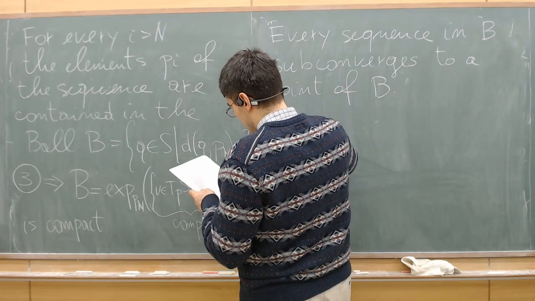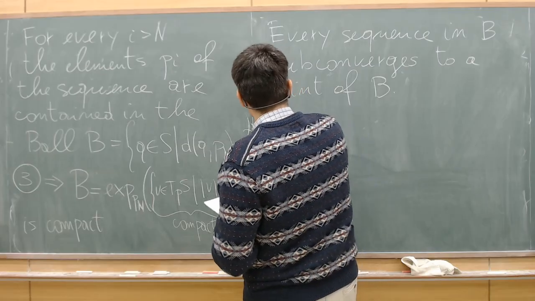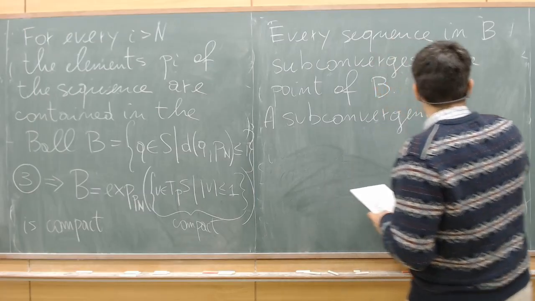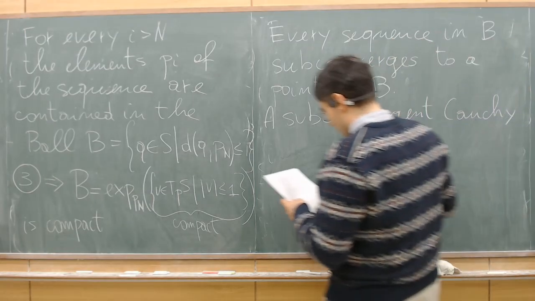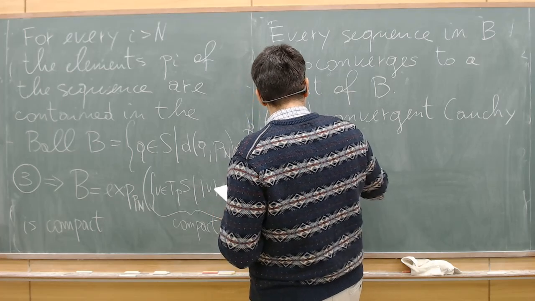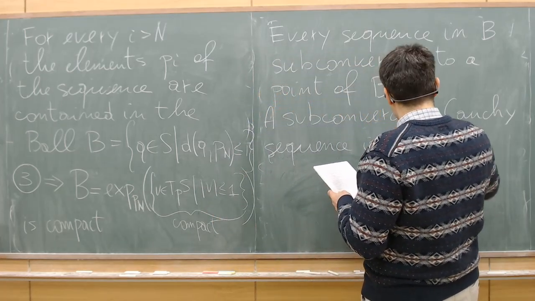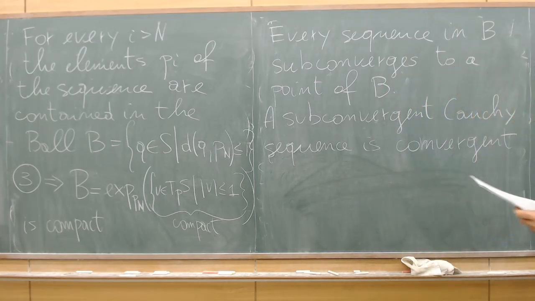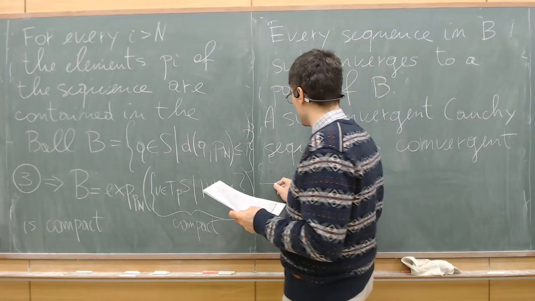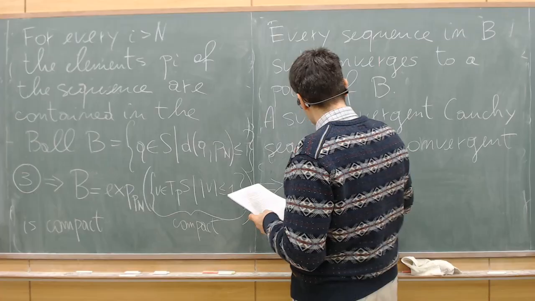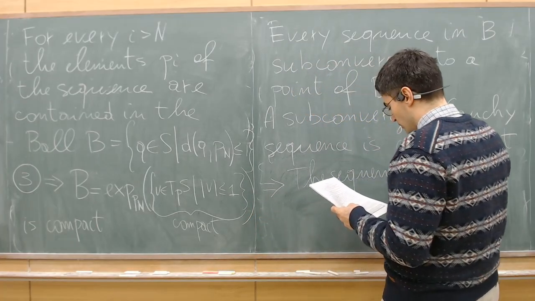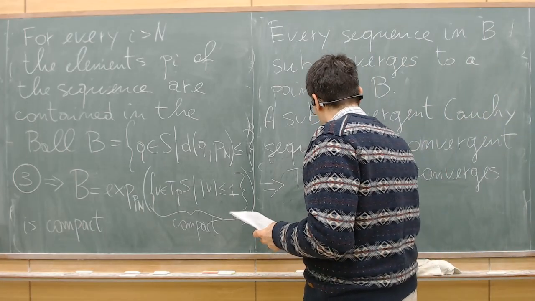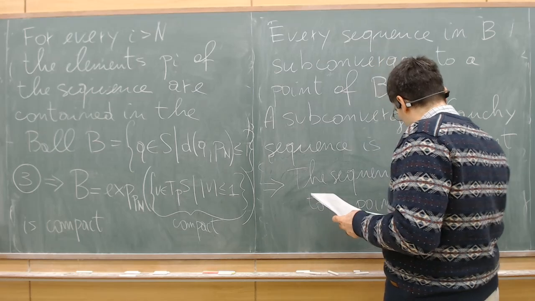So now we use the fact that a subconvergent Cauchy sequence is convergent, and this implies that the sequence converges to a point of B.